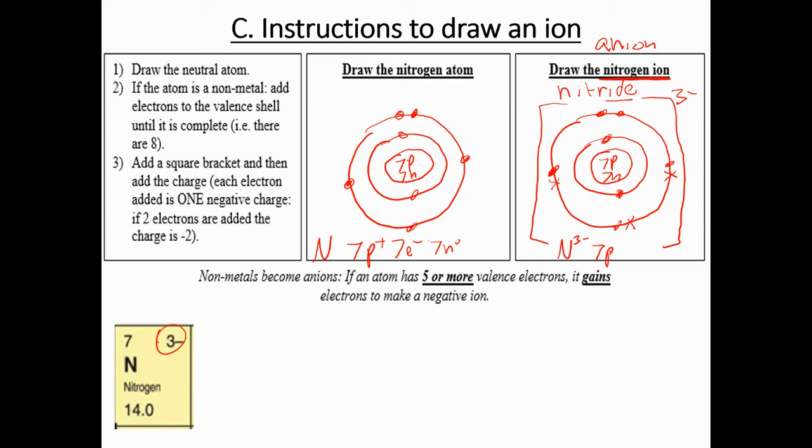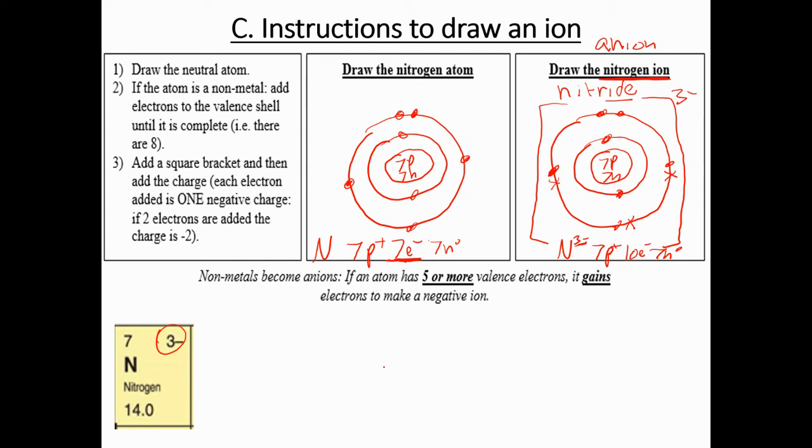You'd still have 7 protons. You'd still have 7 neutrons. But since you're 3 minus, what that means is that your neutral one had 7 electrons, and you've added 3 electrons to that 7. So now we have 10 electrons.